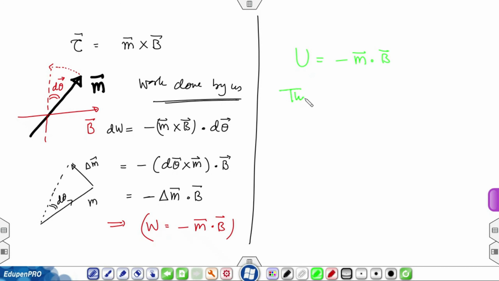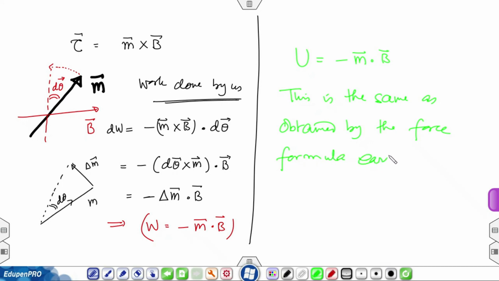This is the same as obtained by the force formula earlier.